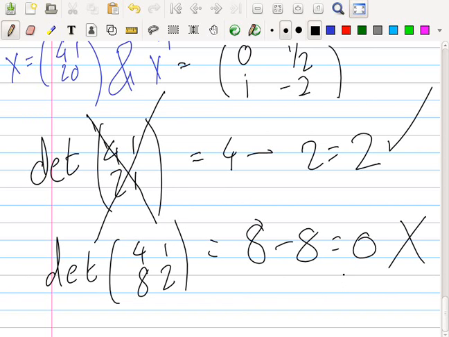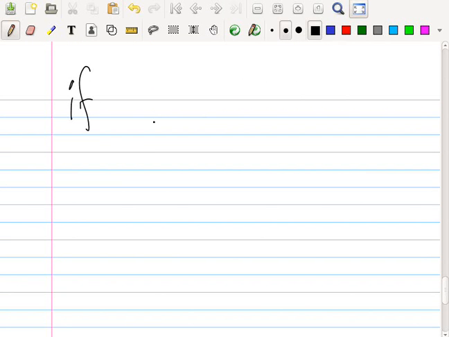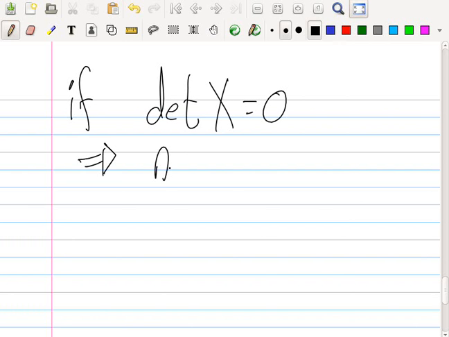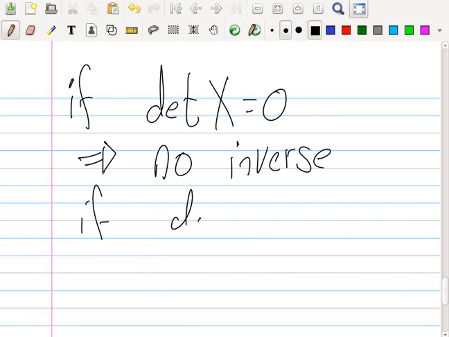So we'll look at some questions now, but sometimes the question might say, does this matrix have an inverse? And if it is 0, then it has no inverse. And if it's not 0, then it does have an inverse. Let me write that down for you. So for example, if the determinant of x equals 0, that means there's no inverse. Why is there no inverse? Because you're dividing by 0. Right? Okay. If the determinant of x is not 0, then that's good news. Then you do have an inverse. There is an inverse.